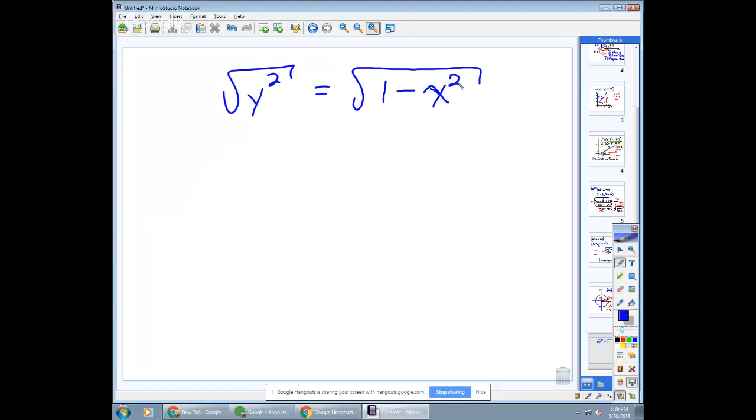What do you think, Ashley? No, sorry. Well, isn't the square root of 1 i? I don't know if that's important. It's not that. Do you have an idea?